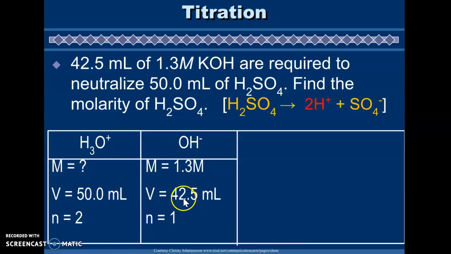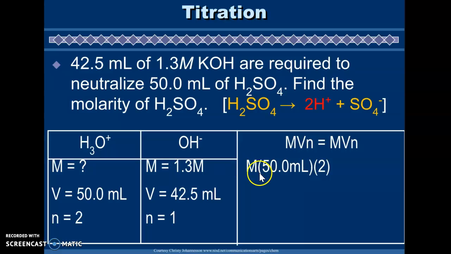Okay, so we have all of our information, our new and improved equation: concentration times volume times moles. This is the acid side, and this is the base side. So I'm just going to plug in everything. On my acid side, we don't know the concentration, so that's our X. We know the volume, and we know our moles of protons is 2. And then that equals the base side, where we have all the information: 1.3 molar, 42.5 milliliters, and 1 mole of hydroxides.